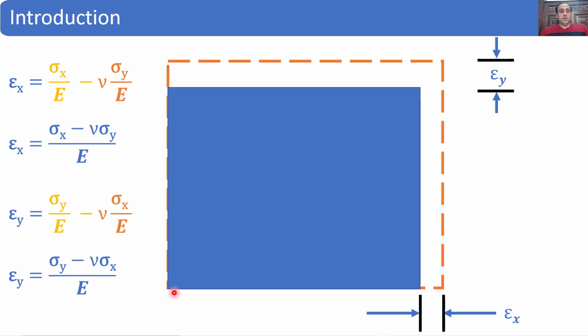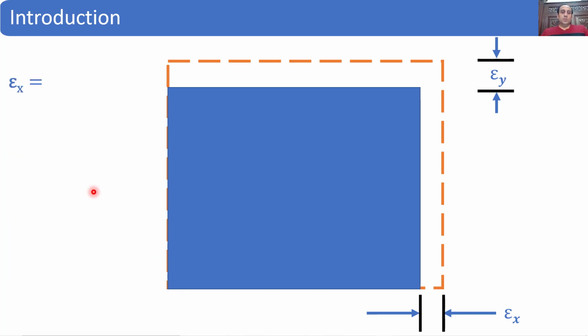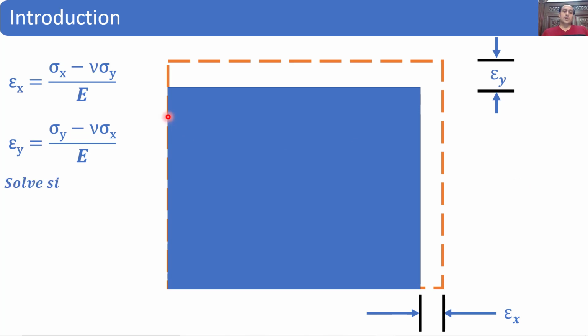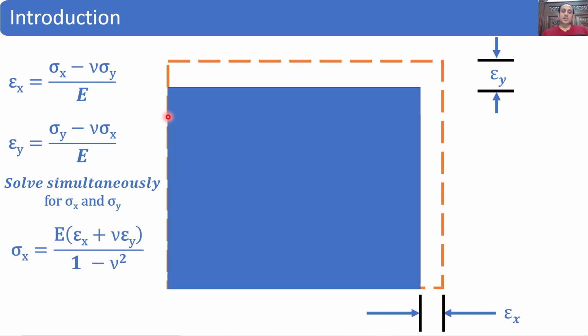Okay, so with the help of these two equations, what we can do, if we solve these two equations simultaneously, what we can get? We can get the expression of sigma x and sigma y. Okay, so if we solve these equations, what we will get? We will get the expression of sigma x, and that will be equal to what? Young modulus multiplied by epsilon x plus nu epsilon y over 1 minus nu square. In the same way, we can get the expression for sigma y, and that is equal to Young modulus multiplied by epsilon y plus nu epsilon x over 1 minus nu square.